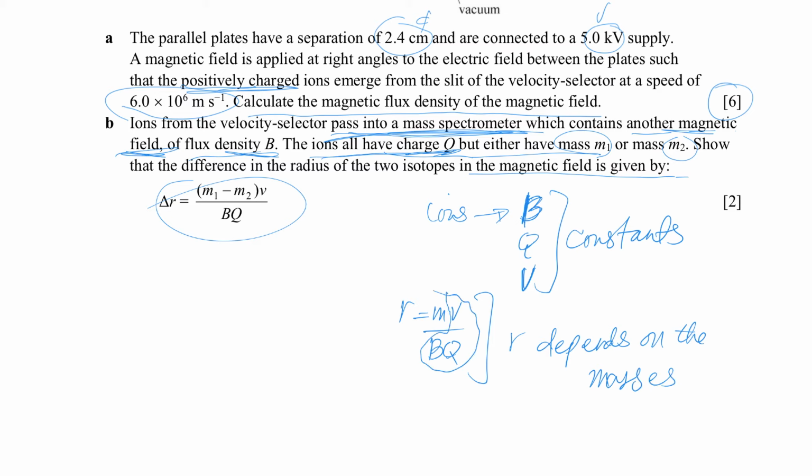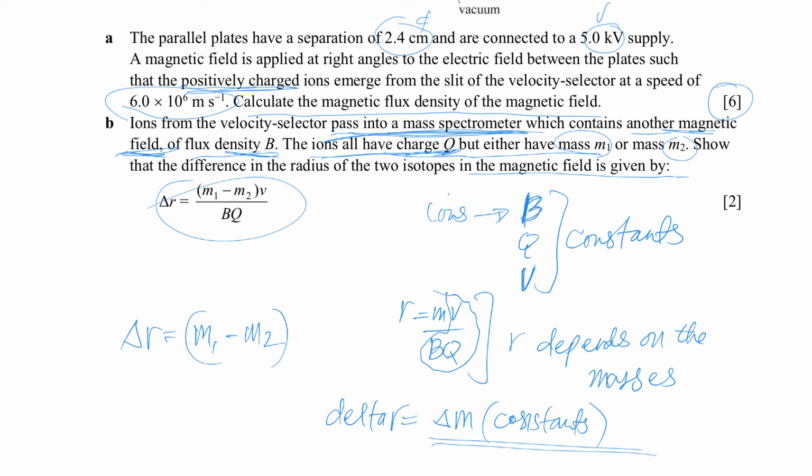So now if you have delta R, that will be equal to delta m multiplied by the constants. Delta r means change in r, and then delta m will be m1 minus m2, multiplied by the constants. What are the constants? The v over b times the q.